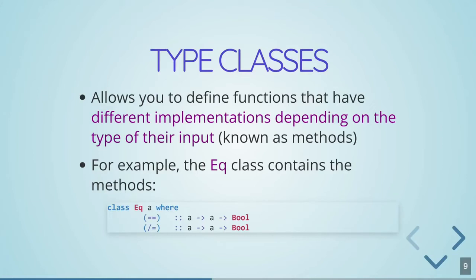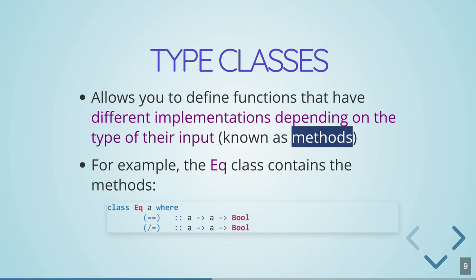Type classes are a very important feature of Haskell that extend your ability to do polymorphism. They allow you to define functions that have different implementations, so that means the actual definition of the function, the thing besides their type signature, is going to be different depending on the type of their input. These functions that belong to a type class are also called methods.